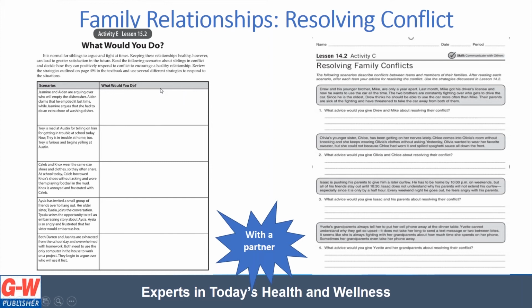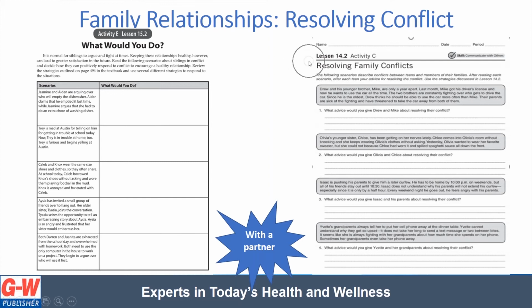So the activity on the left-hand side is a workbook page from our middle school program. And I would have students do this in teams of 2. So in teams of 2, students are going to read the following scenarios about siblings and conflict, and what would they do to encourage a healthy relationship, but also help to respond to the conflict in a positive way. I think it's great that students work in teams of 2 because they can also share real life stories and situations that they've been in, and also provide support.